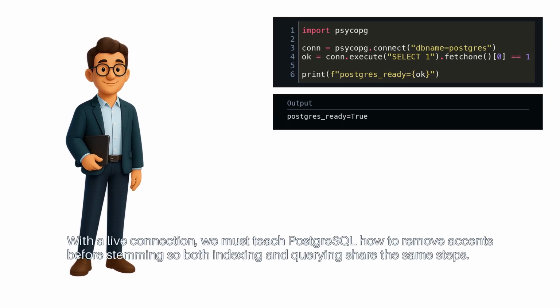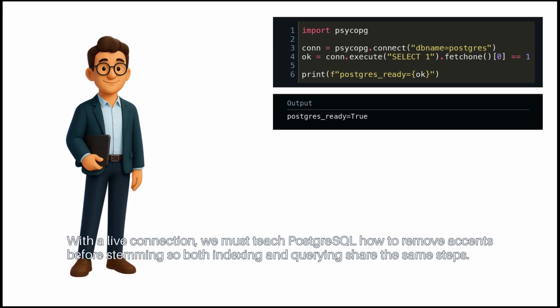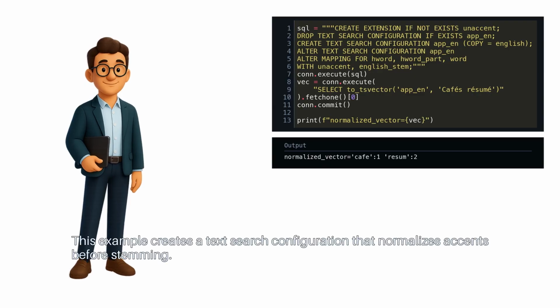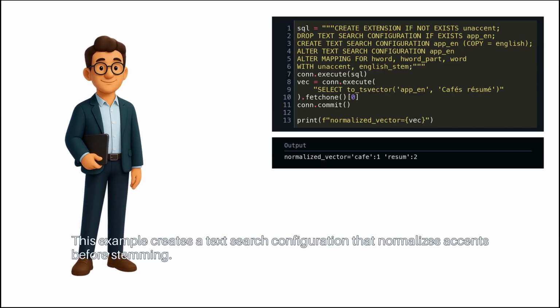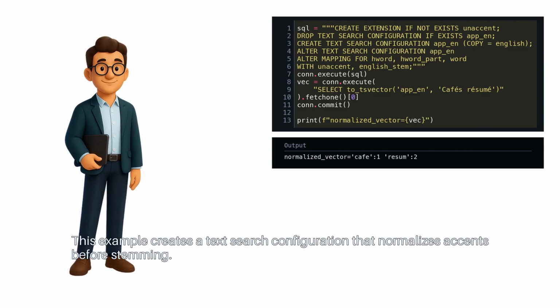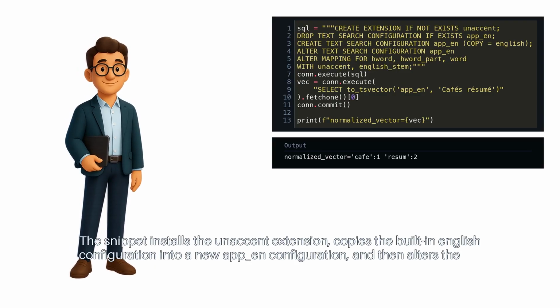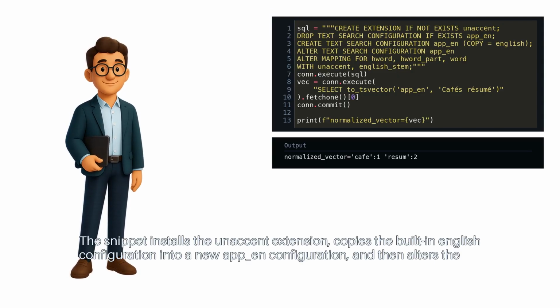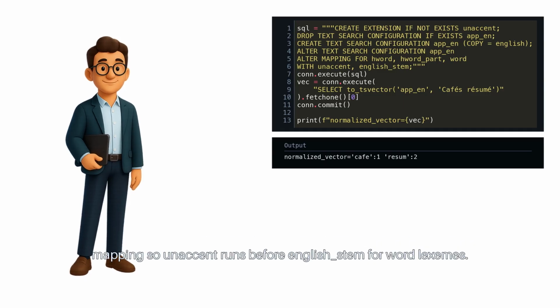With a live connection, we must teach PostgreSQL how to remove accents before stemming, so both indexing and querying share the same steps. This example creates a text search configuration that normalizes accents before stemming. The snippet installs the unaccent extension, copies the built-in English configuration into a new app.en configuration, and then alters the mapping so unaccent runs before english_stem for word lexemes.